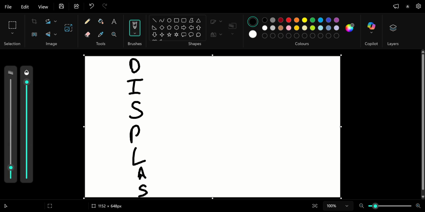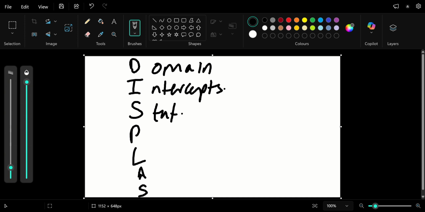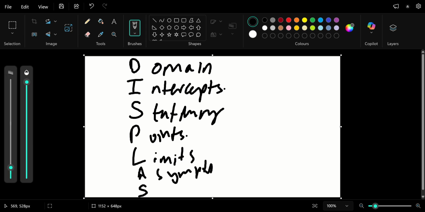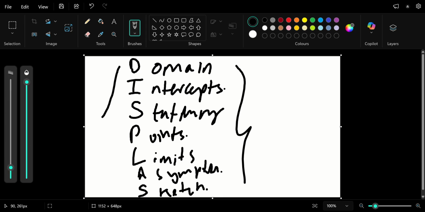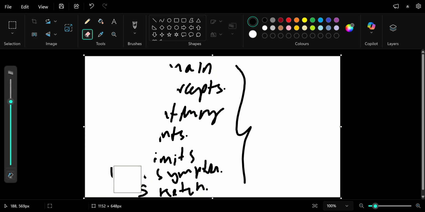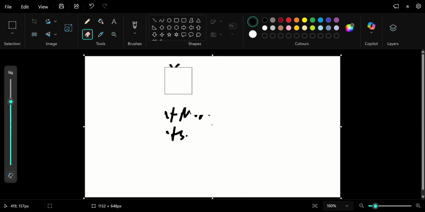So when asked to sketch a graph, you will be asked for its domain, the intercepts, both y and x, stationary points, and their nature. So whether it's a local maximum, minimum, or point of inflection. You find the limits tied into asymptotes, and then finally you will sketch the graph. So that's how I remember it using this acronym here. Anyways, let's try one problem.